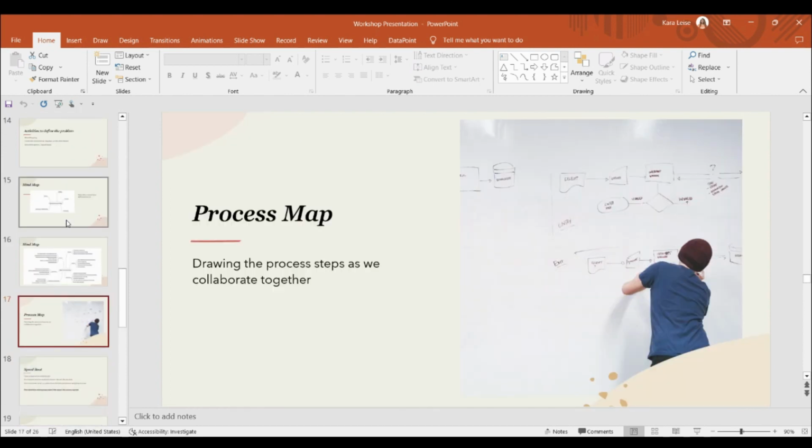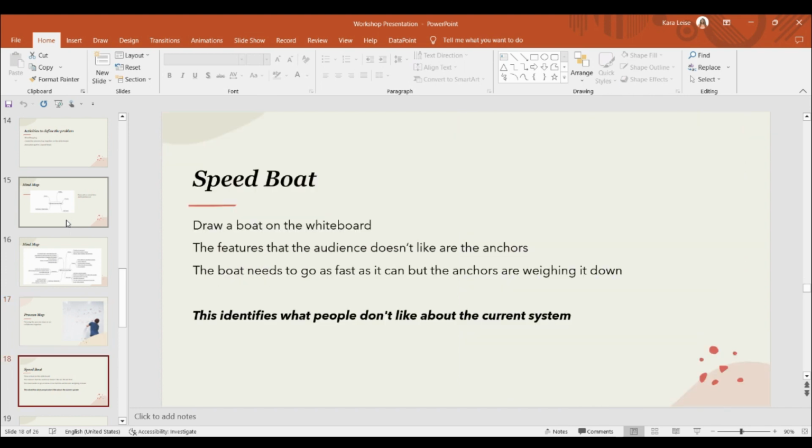And then process map, you could just be talking about the process, and as they're doing that, you're walking through the board and adding those process steps and those decisions along the way. And that's how you do it together. And then you have the innovative games, which I love. So for example, Speedboat. With Speedboat, you draw a boat, right? And then the features that the audience doesn't like are anchors. Anchors are holding you down. So whatever you don't like about this feature, you draw it as an anchor and it's tying down the boat.